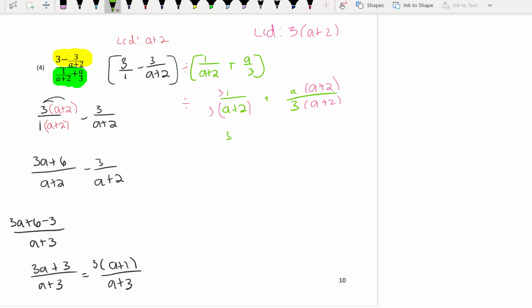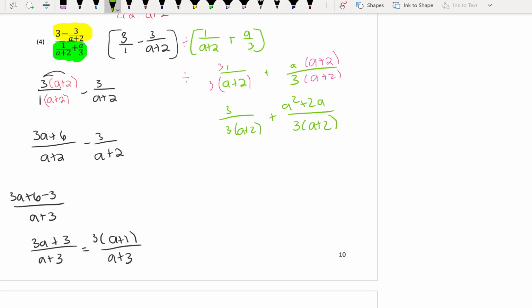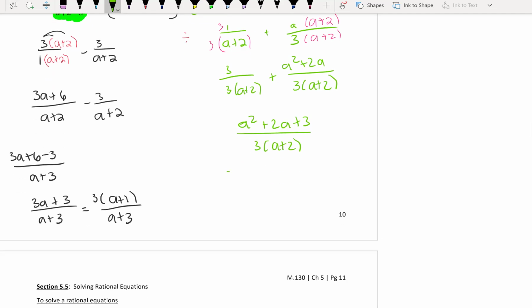Now I'm going to have 3 over 3 times a plus 2, plus a squared plus 2a over 3 times a plus 2. This gives me a squared plus 2a plus 3 over 3 times a plus 2. And this can simplify. I can factor my numerator as a times a is a squared, then 3 and 1, and I still have my 3 times a plus 2 on the bottom.